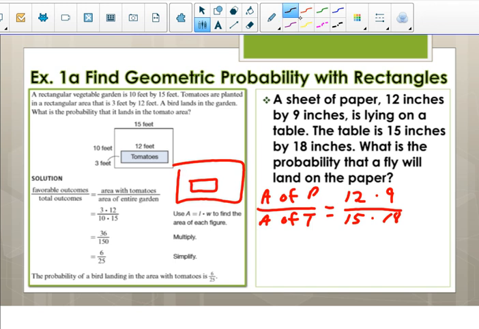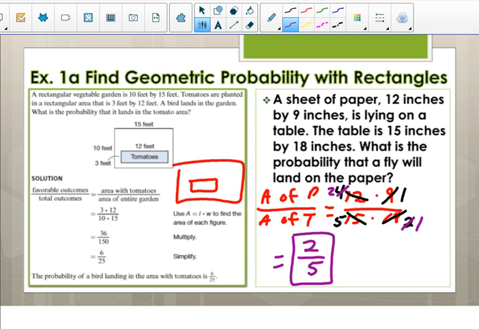So if I want to simplify, I'm going to divide a 3 here, and that gives me 4. Divide 3 out of 15, and that gives me 5. Divide 9, you get 1. 18 divided by 9 gives me 2. Now I can simplify even more. I can divide a 2 here, divide a 2 here, and that leaves me with a probability of 2 over 5. And that would be the probability of that fly landing on the piece of paper that's on the table.